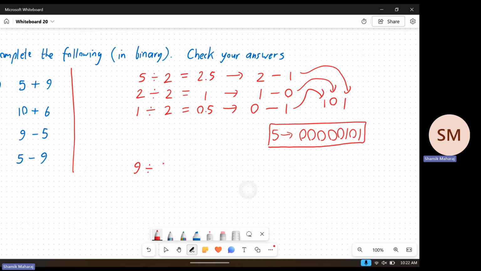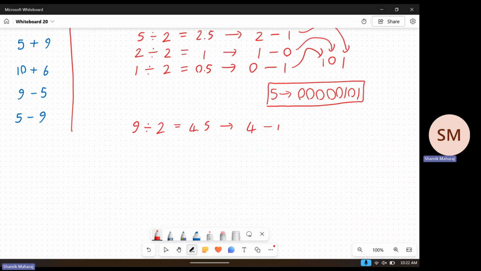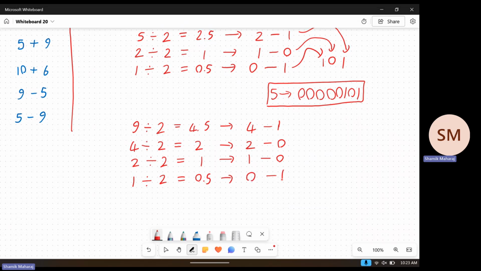Take 9 divided by 2. You will get 4.5, which is 4, remainder 1. Then we do the same thing for the answer here, which is 4. Take the 4 divided by 2. You get 2, and that's 2 with no remainder. Take the 2 divided by 2. You get 1, and that's 1 with no remainder. Then you take our answer 1 divided by 2. You get 0.5. That is 0 with a remainder 1. And once we reach 0, we stop.